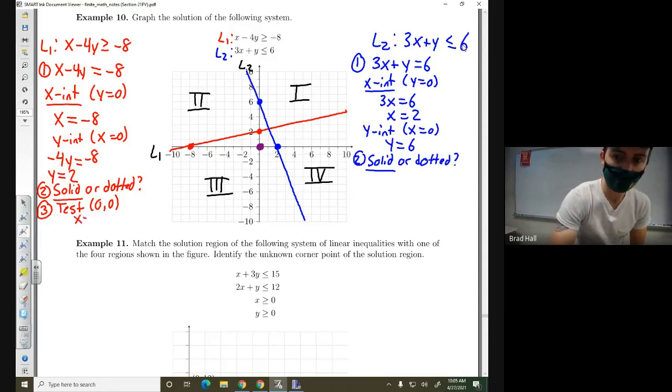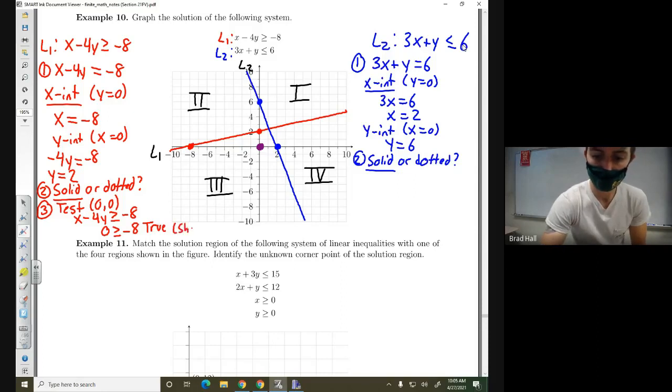So we have x minus 4y is greater than or equal to -8. If we plug in 0 for x and y, you get that 0 is greater than or equal to -8, which is true. So we shade near 0, 0.